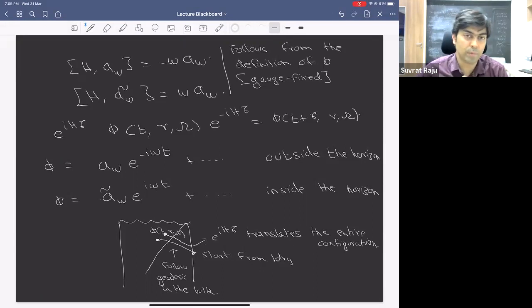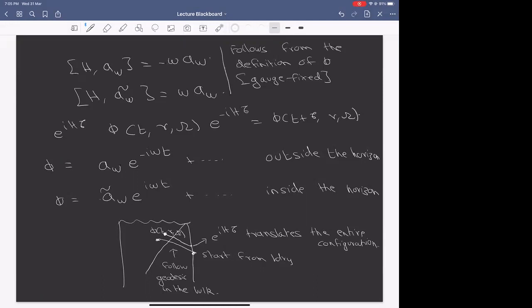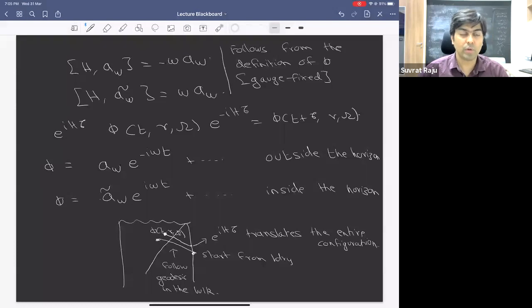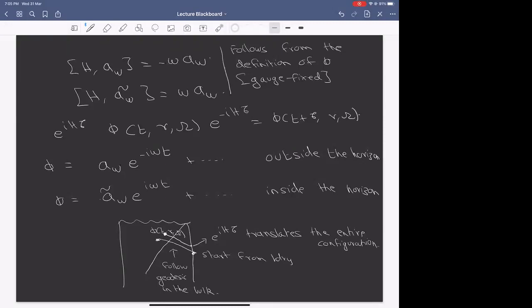You could try and define some operator in some totally different way that would not have these commutators, but it would not correspond to what we usually think of as what's happening to an infalling observer. An infalling observer is falling in, and then you're trying to ask, what does the observer see after a certain amount of time? And that's why this is a natural gauge fixing. Does that answer the question? Yes, it does. Thank you. Great.